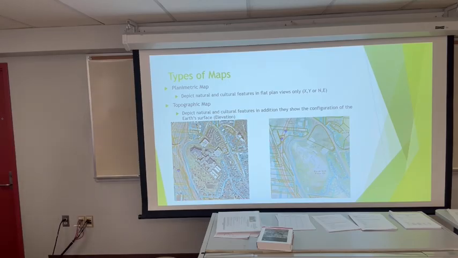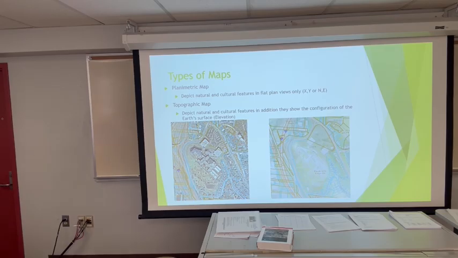Types of maps we have are planimetric and topographic. Just to spice it up a little bit, I tried to add a couple of pictures. Hopefully they're visible for you in the back. The planimetric would be the image on the left. That is depicting natural and cultural features in a flat plan view only. So we're looking at an XY, or northing and easting, flat line work.